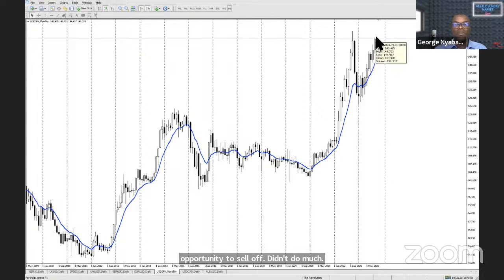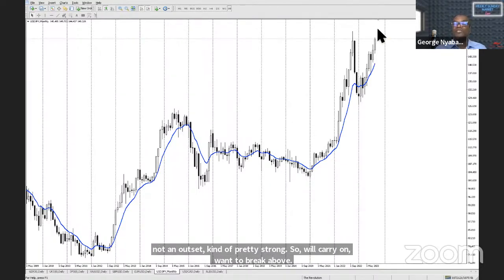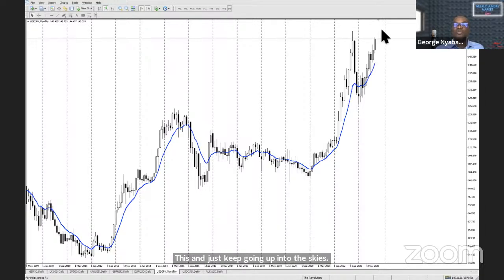So going into the month, I would expect a bit more bullish price action because of the structure of this, not an outside candle, pretty strong. So bulls will carry on, want to break above this and just keep going up into the skies. Bears, of course, will try and create a double top.